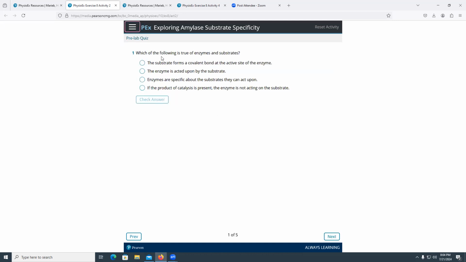Which of the following is true of the enzymes and substrate? If the product catalyst is present, the enzyme is not acting on a substrate. That's not true. Enzymes are specific about the substrate they act on. That is true. The substrate formed a covalent bond. No, it does not. That is not true. The enzyme is acted upon by the substrate. That is not true. Enzymes are specific about the substrate they act upon. That's true.